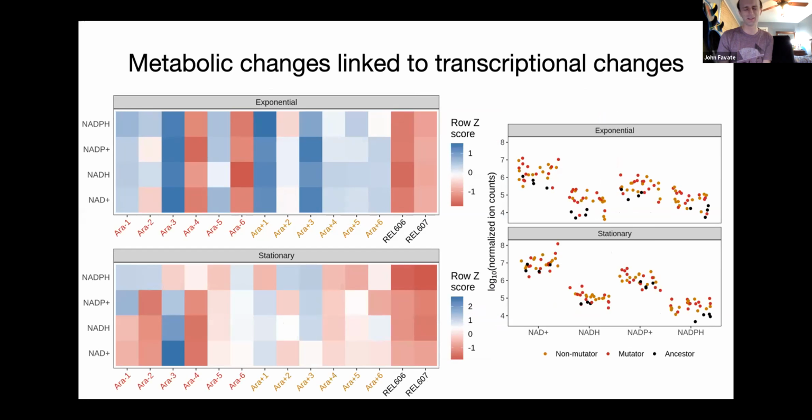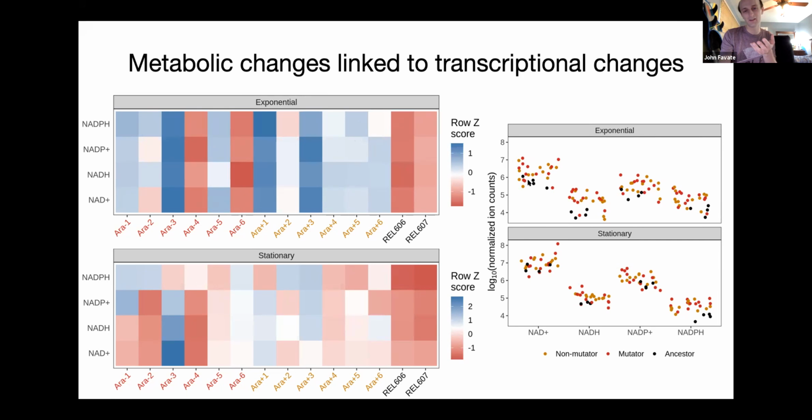The mass spec data is quite new to me, so I've not really gotten around to doing a full analysis. But on the left here are heat maps from both exponential and stationary phase, giving you the Z score, so the relative amount of whichever of these molecules in the cells. And on the right here are the ancestors. The orange ones are your evolved lines that are non-mutators, and the red ones are the mutators. I think I forgot to mention that in all my graphs, when the lines are red, they're the mutator lines. For the most part, the ancestors tend to be these big red blocks, so they have the least amount of NAD, and most of the evolved lines have more NAD, except for these two, and sometimes.